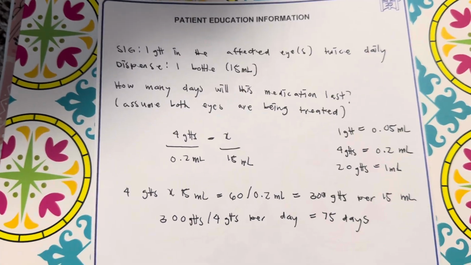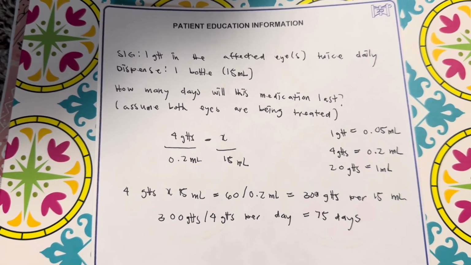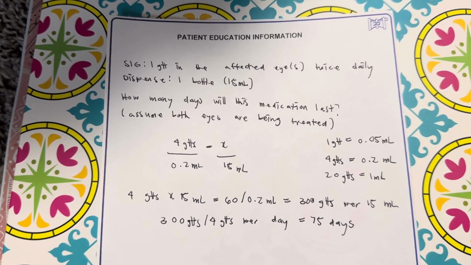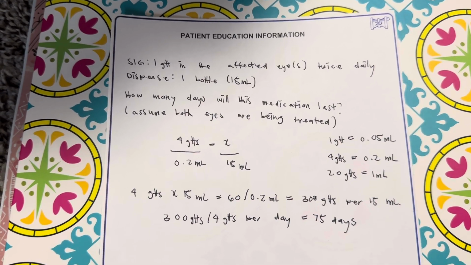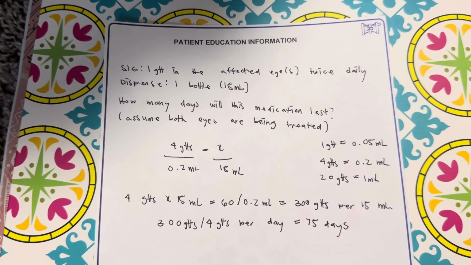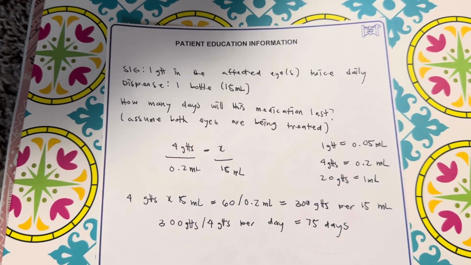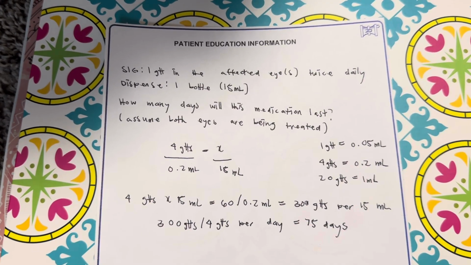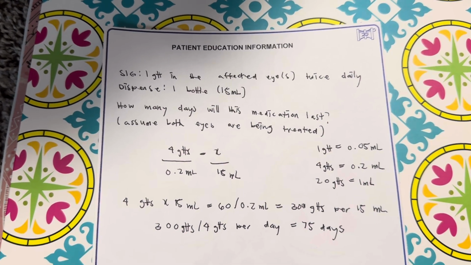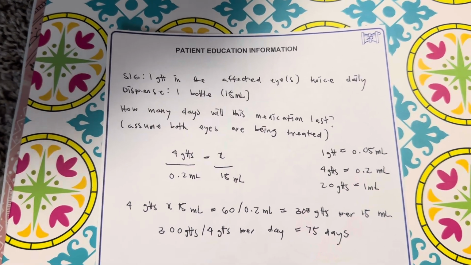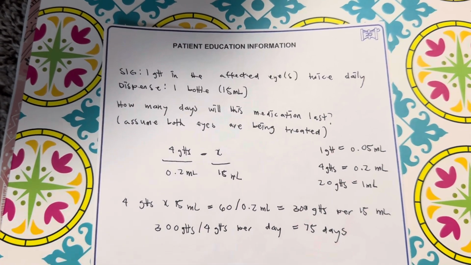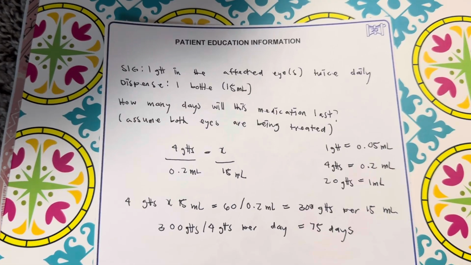And then the 15 milliliters is what is being dispensed, and we're solving for how many drops are in 15 milliliters in that 1 bottle. So 4 drops times 15 milliliters equals 60. Then 60 divided by 0.2 for the cross multiply and divide. You'll get 300 drops per 15 ml. So now that's solved for X. So 300 drops per 15 ml.